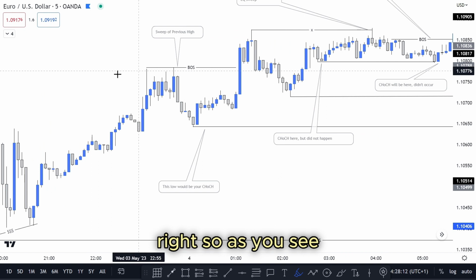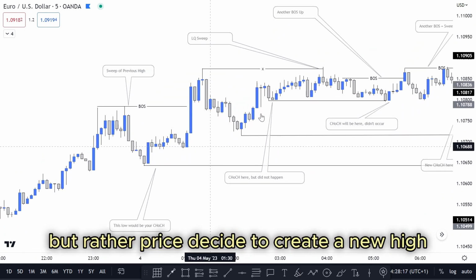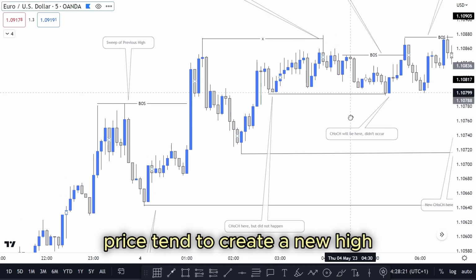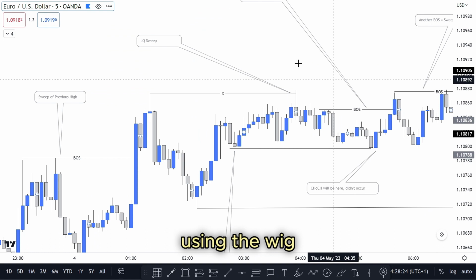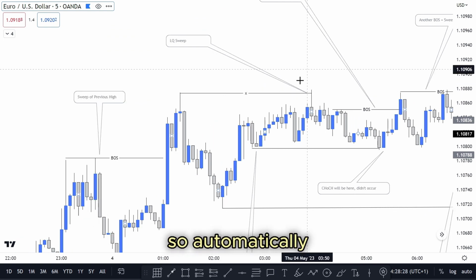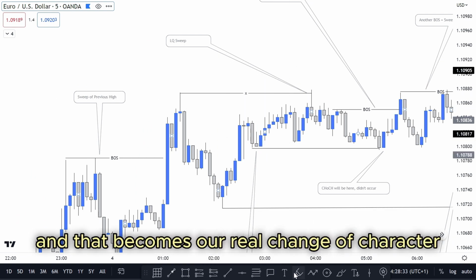Right, so as you see, price never broke this low, but rather price decided to create a new high. But this time around, price created a new high using the wick, and this is why we call it a liquidity sweep. So automatically we want to look at the low that was responsible for that sweep, and that becomes our real change of character.